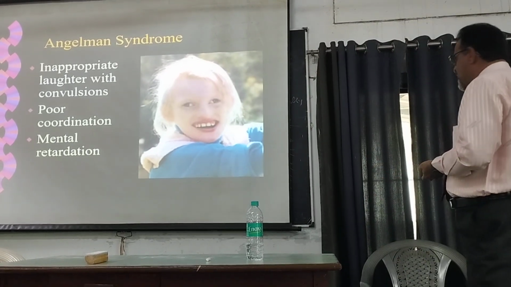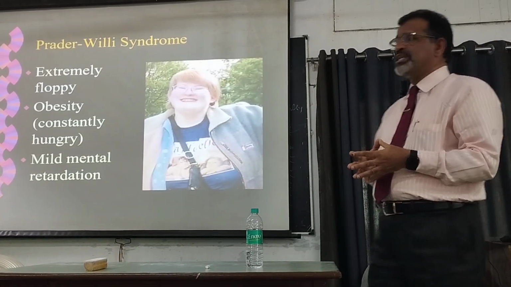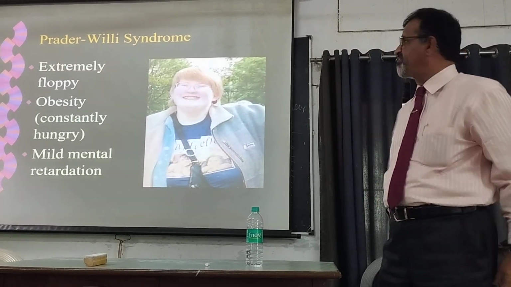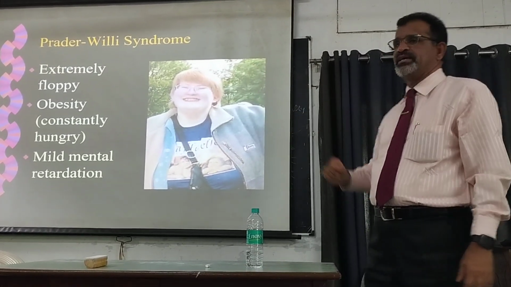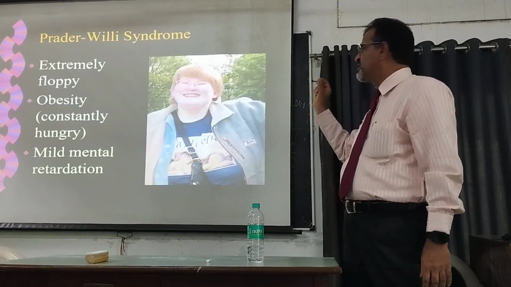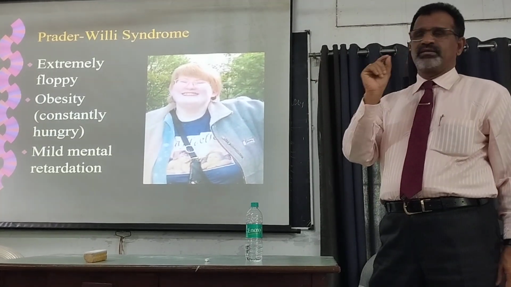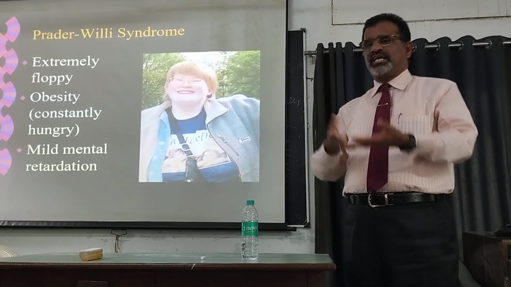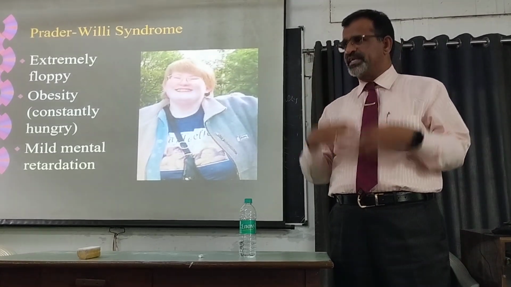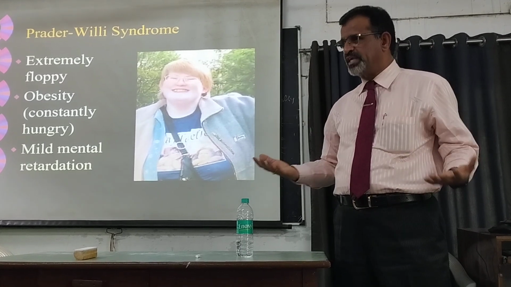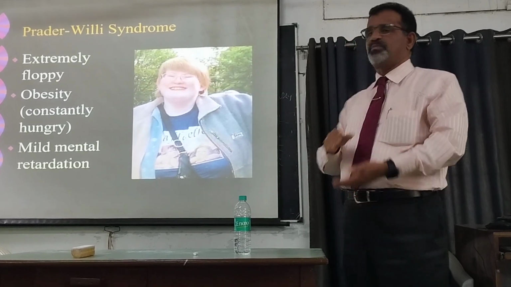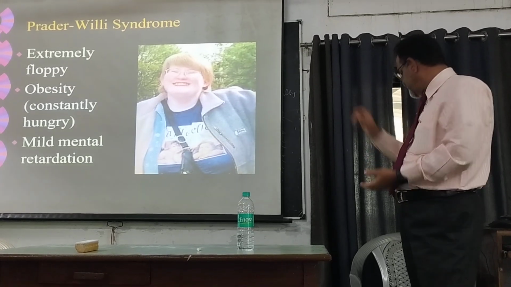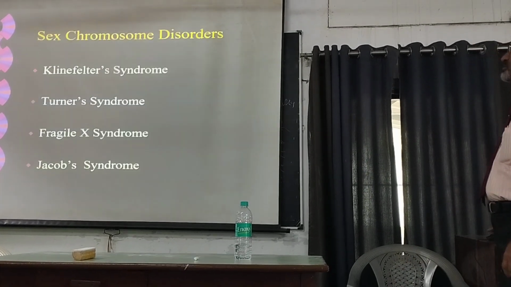Okay? And the next one is Prader-Willi syndrome. You can see this lady. She is floppy. She is very fat. So extremely floppy, and obesity is a key sign of Prader-Willi syndrome. And they are constantly hungry. They keep on eating and they keep on putting on weight. They look floppy. Plus there is mental retardation. So these are actually real types of disorders.